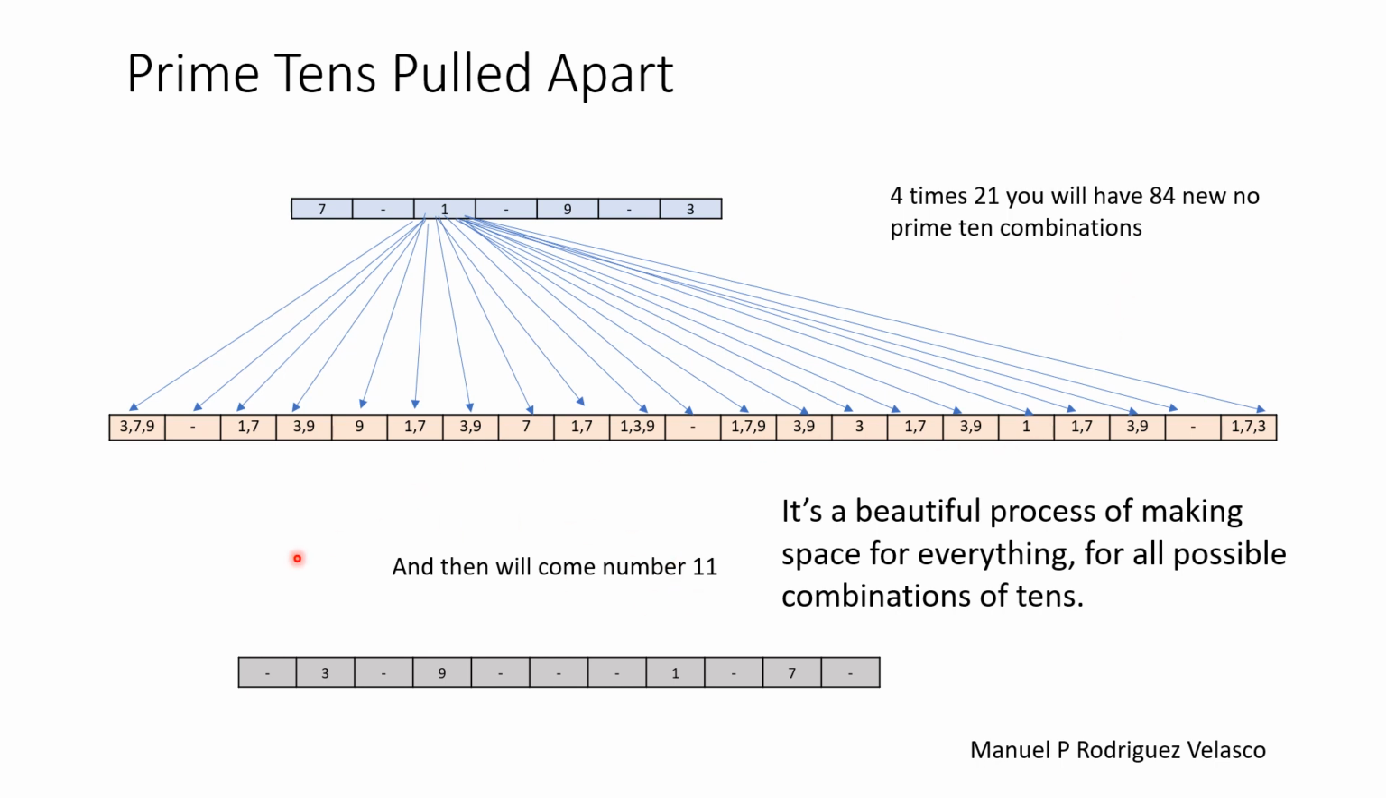So then will come the cycle of prime number 11, and imagine how many more combinations there will be. This is beautiful to see, this process that really makes so many combinations and is making space for everything. So really, when you understand it, it's a beauty.